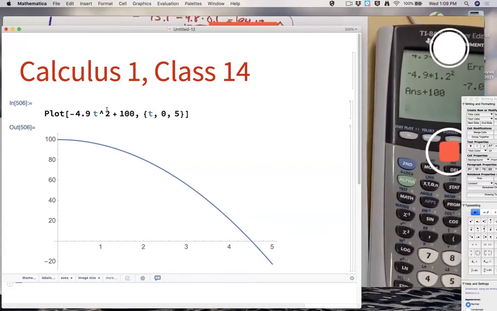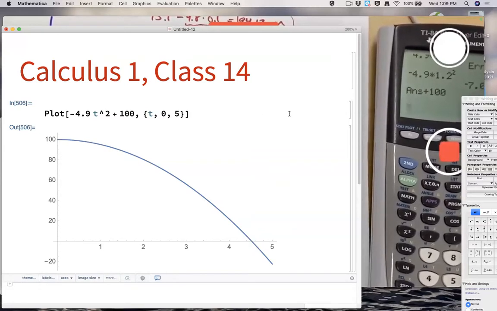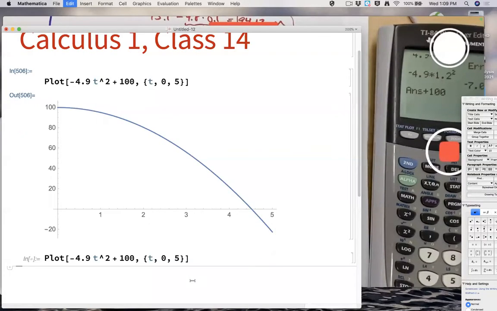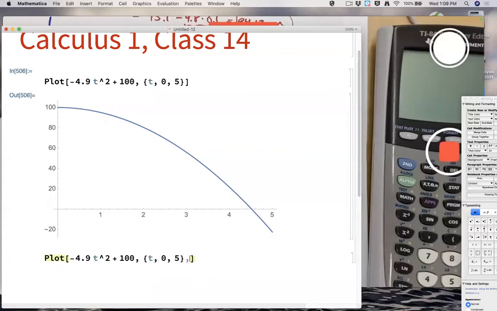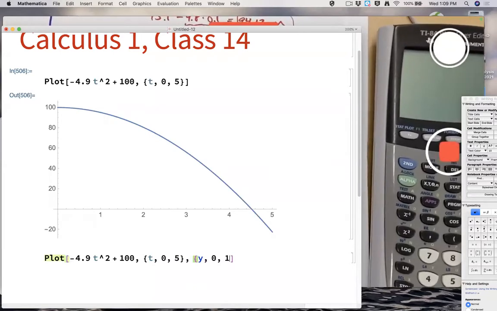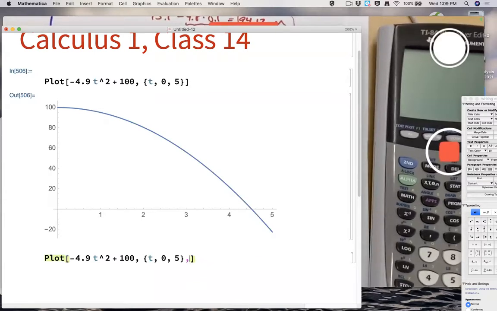Question? You don't, because Mathematica will pick a Y range for you. If you want to pick the Y range, good question, you can, but it's an extra thing to do. You would think maybe you do something like this. But Mathematica doesn't know you want to call the dependent variable Y. So instead, you do something different.